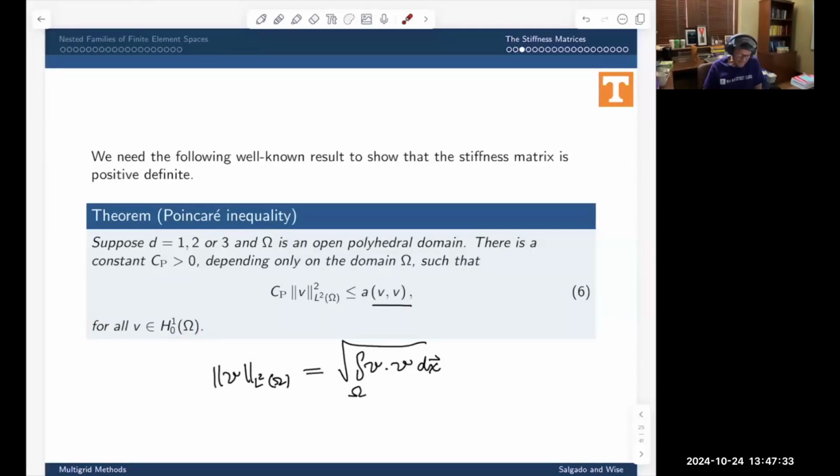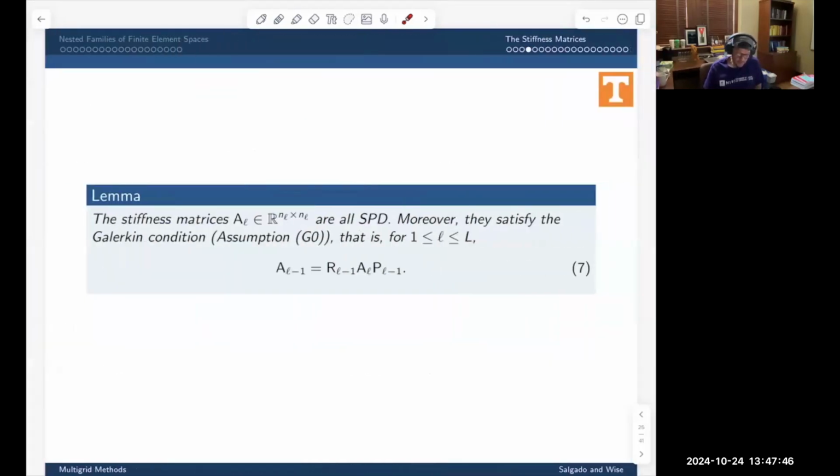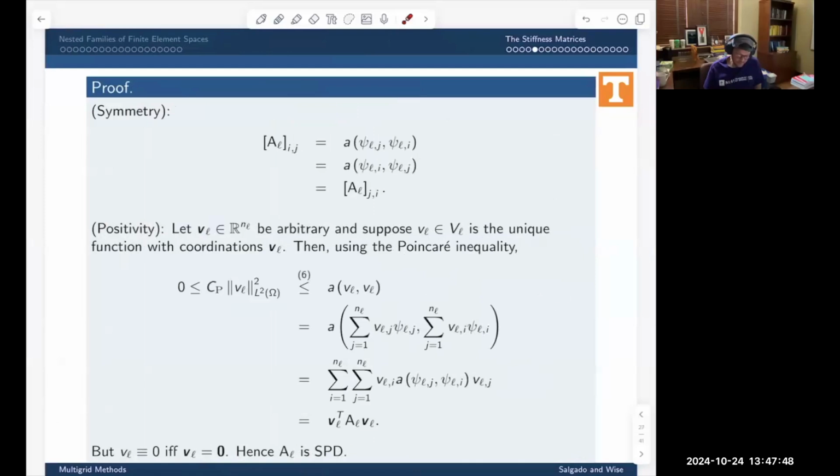Well, our finite element functions are going to be functions from some sort of finite dimensional subspace of this set. So the Poincare inequality will still hold for our finite element functions. So that's what we have written here. If it's a finite element function, then the Poincare inequality holds. So we have some CP for which that holds.